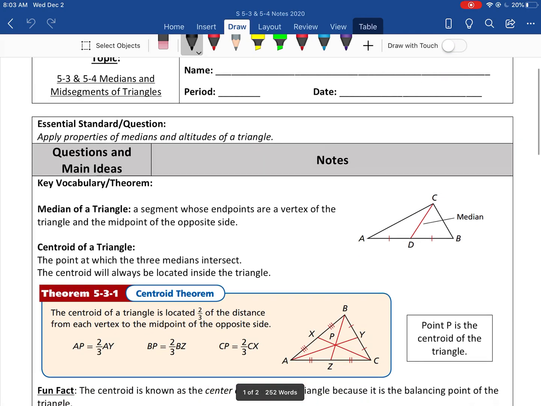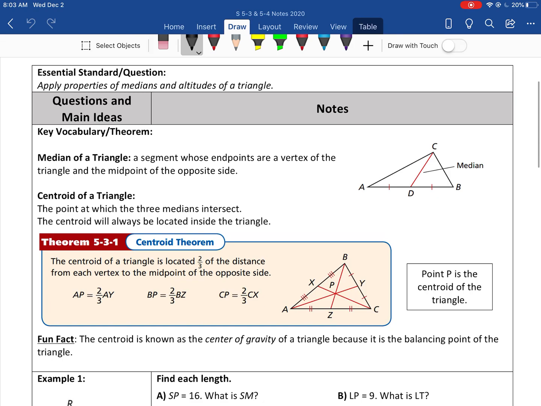All right, guys, so today we're going to continue on with chapter 5 and talking about segments and lines in triangles. So the next one that we're going to learn is called the median of a triangle. And a median is a segment whose endpoints are a vertex of the triangle and the midpoint of the opposite side. This does not mean it's a bisector of an angle or a side. It simply goes from the vertex of one side across to the midpoint of the other side.